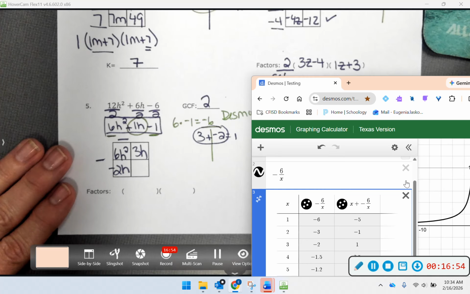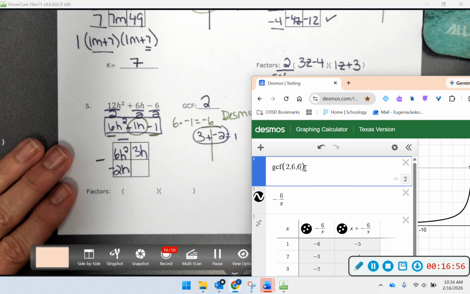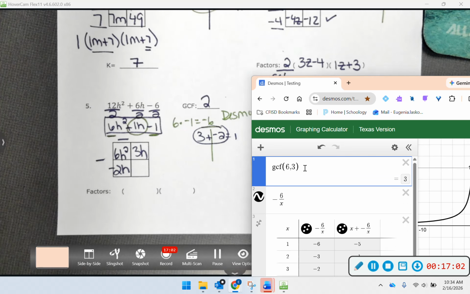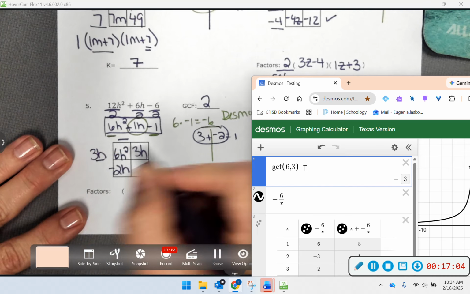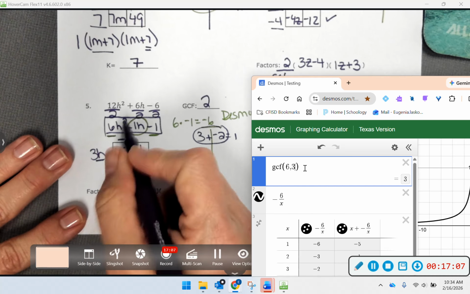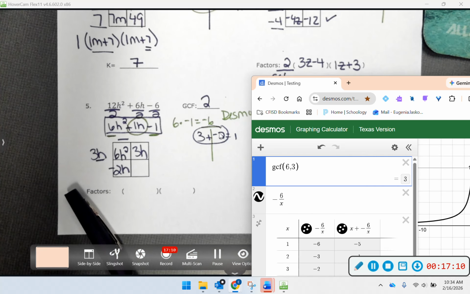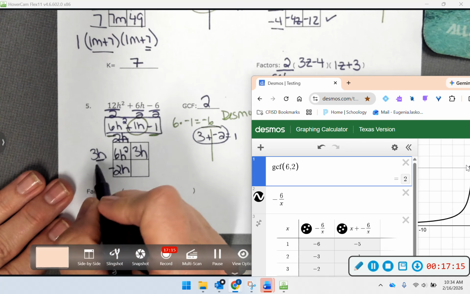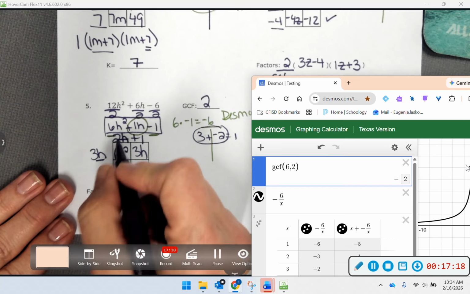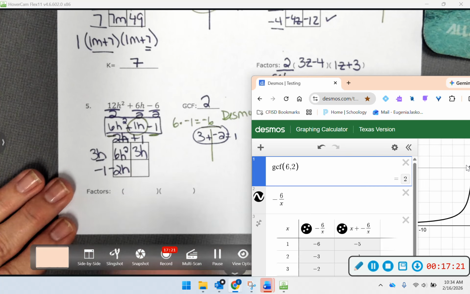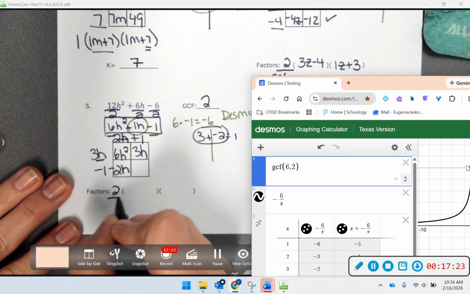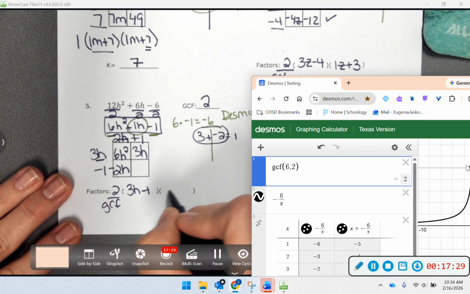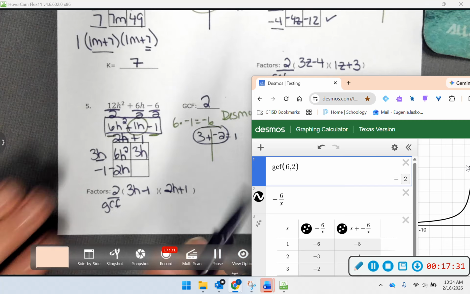And now we're going to go do our GCF. All right, so GCF for the first row, I'm going to type in 6 and 3. And again, some of y'all don't even need to type this in, you just know. So that means this is a 3h. I'm going to do the GCF of the first column. I've got a 6 and a 2, and that is 2h. So 3 times what is 3? It's going to be a plus 1. 2 times what is negative 2? It's going to be a negative 1. So my factors are 2, because I'm going to remember to put my GCF first. I've got a 3h minus 1 on the left, and I've got a 2h plus 1 on the top.